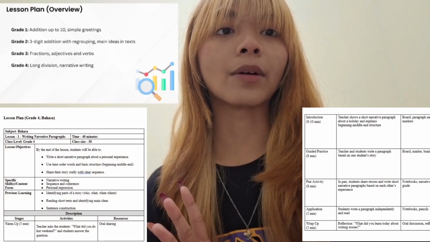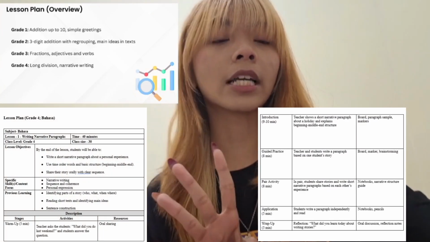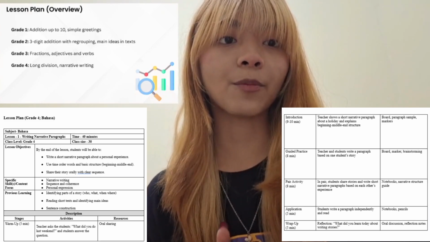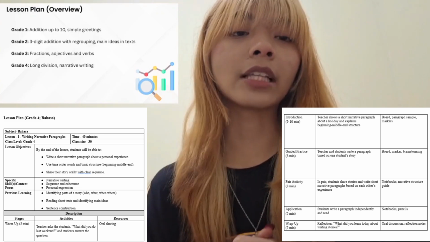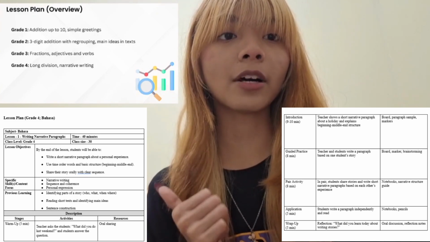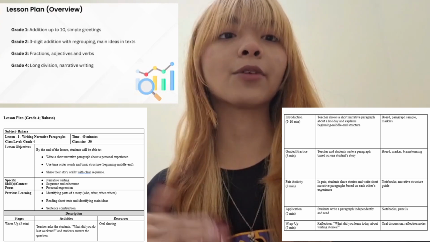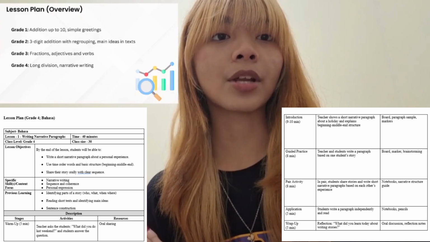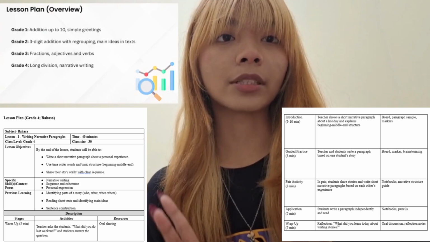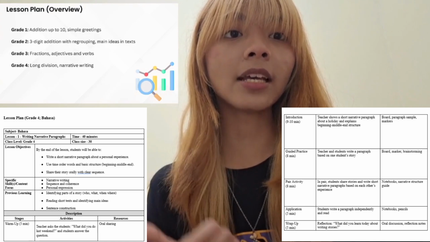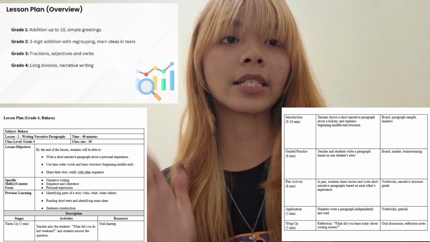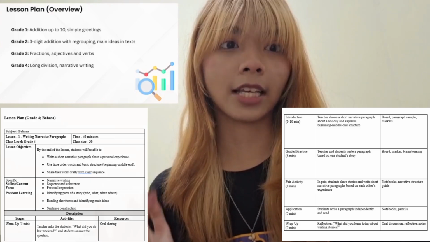And last for our lesson plans is for grade 4, subject Bahasa Indonesia. The lesson is about writing narrative paragraphs, and by the end of the lesson, students will be able to, first, write a short narrative paragraph about a personal experience. So they will write their personal experience on paper. The second is use time order words and basic structure: beginning, middle, and end. And last is share their story orally with a clear sequence to the class.